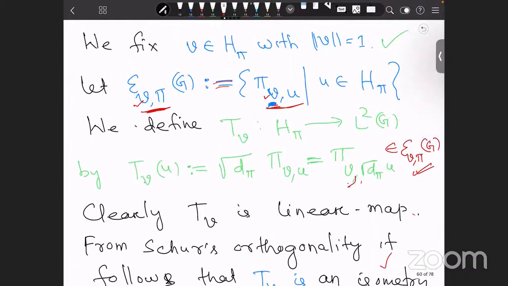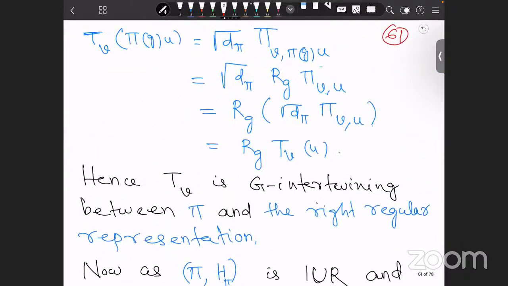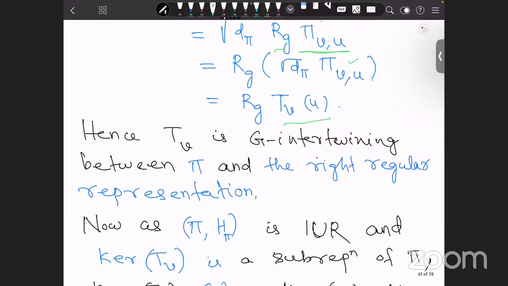Now my claim is that this linear map T_B intertwines the G action. So T_B is a G-covariant operator between π and the right regular representation. This is the proof. If you look at T_B(π(g)u), by definition this is √(d_π)⟨π(B), π(g)u⟩, and this is nothing but R_g applied to ⟨π(B), u⟩. I have told you this thing. R_g is a linear map, so this is R_g T_B. Hence T_B is a G-intertwining operator between π and the right regular representation.